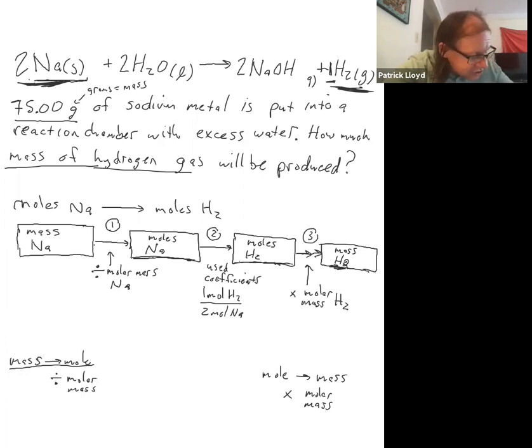Step 1 and step 3, those two steps are what we talked about in section 3.4, mass to mole or mole to mass. And then step 2, that's what we're talking about in this section right here, 3.6. So just so you can put it into context of how we're going about that.